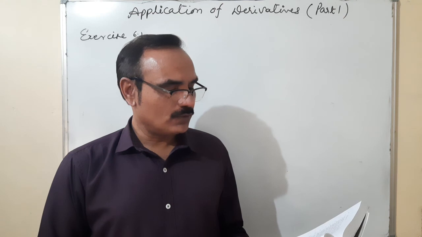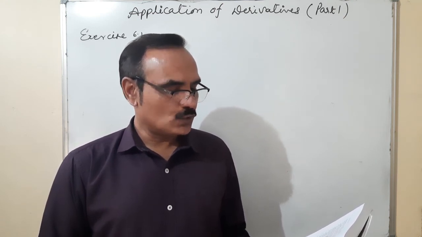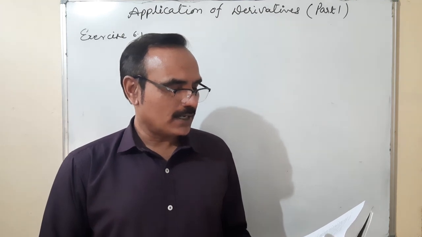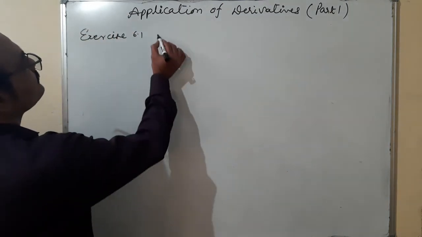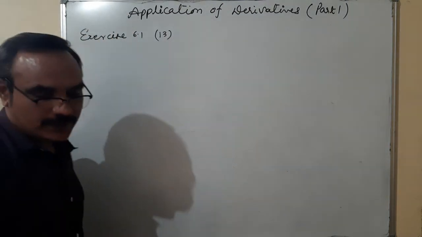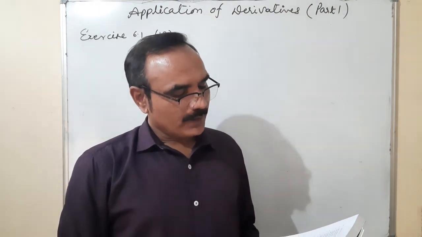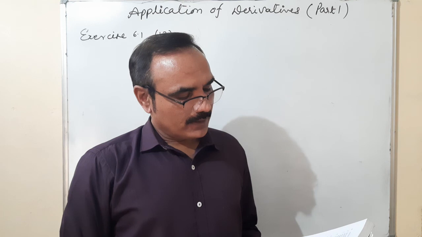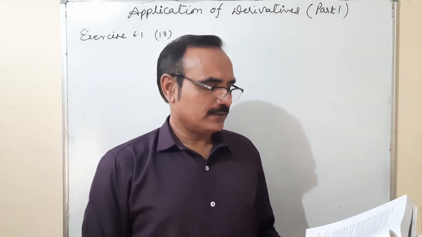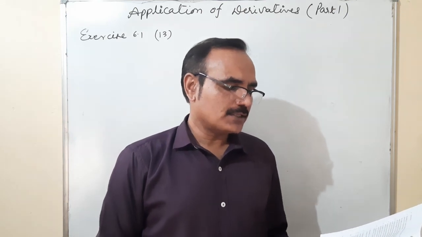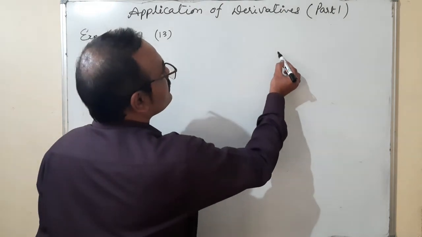Question number 13. A balloon which always remains spherical has a variable diameter 3 upon 2, 2x plus 1. Find the rate of change of its volume with respect to x. Look at the 13th question. It is a balloon.